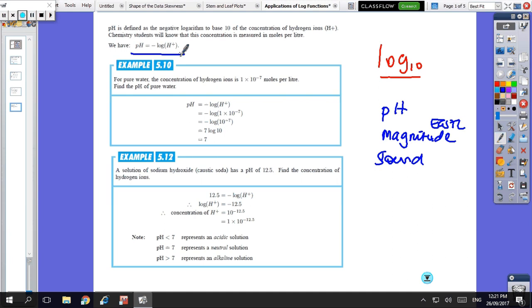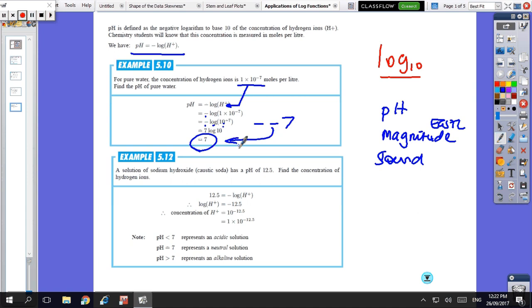So the first one we're looking at is pH level. So for instance, here's an example. For pure water, the concentration of hydrogen ions is 10 to the minus 7. Find the pH of water. Now we know the pH of water is going to be 7, but this is how we do it. So we use the formula. There's a minus sign in front. So we put that number for the hydrogen ions, and we end up with minus log 10 to the minus 7, and log and 10 are the same base. So we end up with minus a minus 7, which is where the plus 7 comes from.